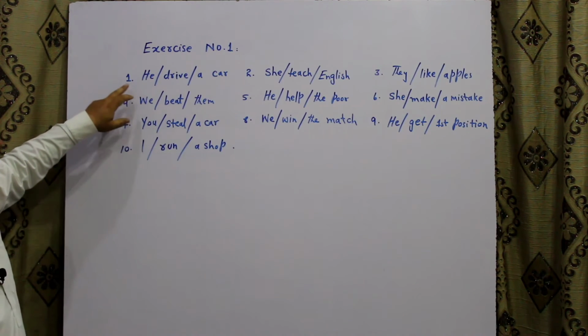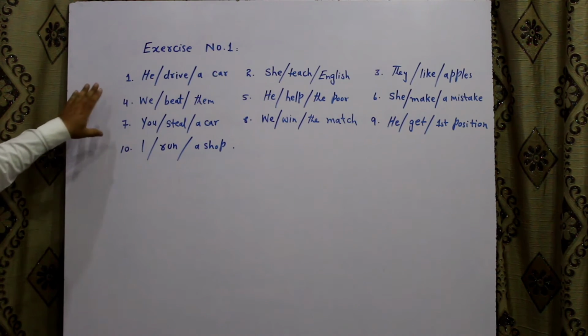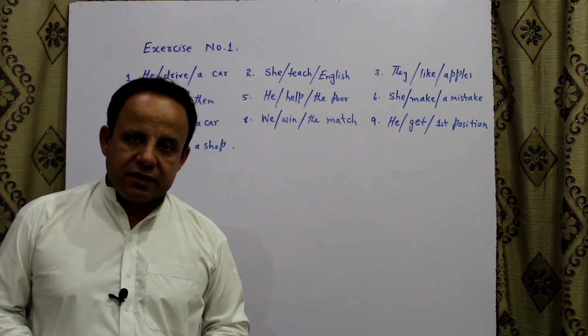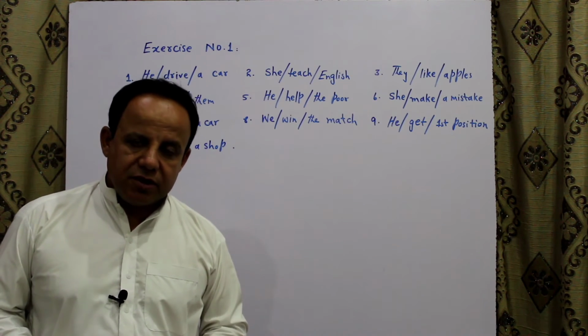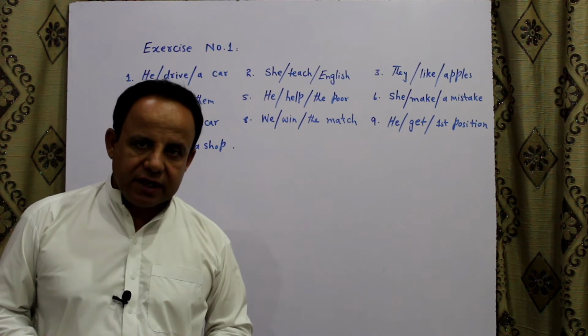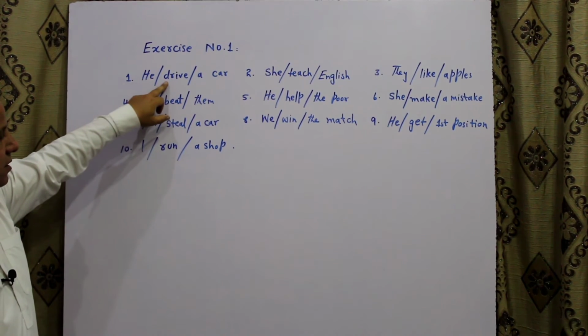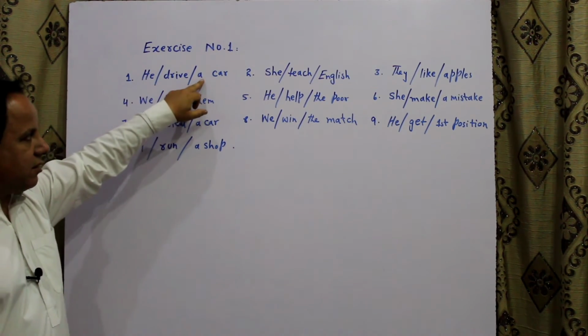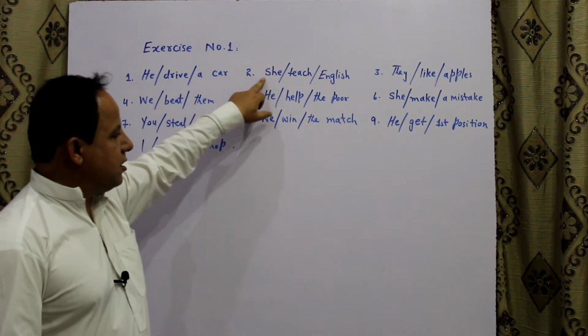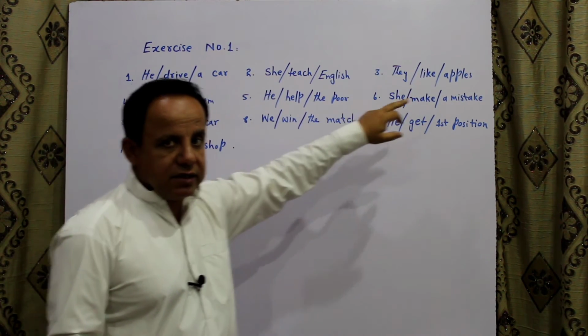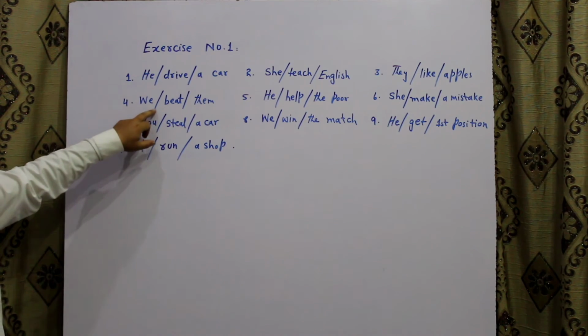Exercise number 1. There are sentences that might look incomplete or wrong. You have to arrange them in correct order, and second, you have to make the positive, negative and interrogative sentences. First one: he is the subject, drive is the verb, a car is our object. Second: she teach English. Third: they like apples. Fourth: we beat them.